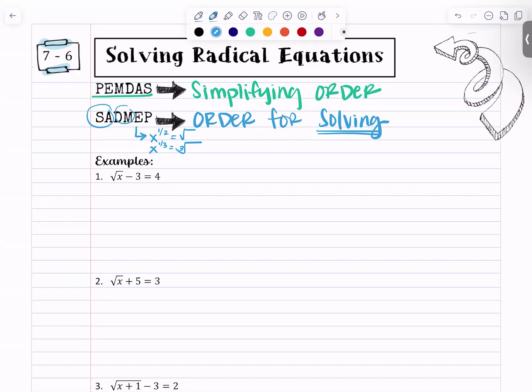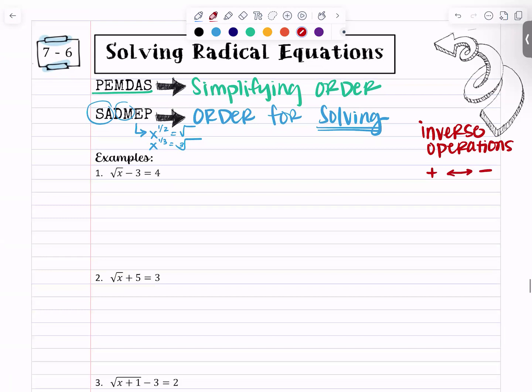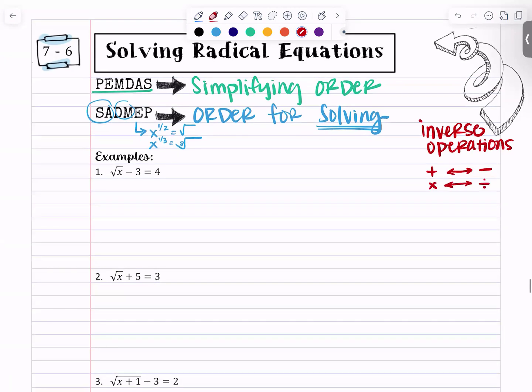Okay, because when it comes to inverse operations, I'm going to put them over here. Inverse operations. Add undoes subtract, right? They undo each other. Multiply undoes divide. And x squared undoes square root. And x cubed undoes the cube root.